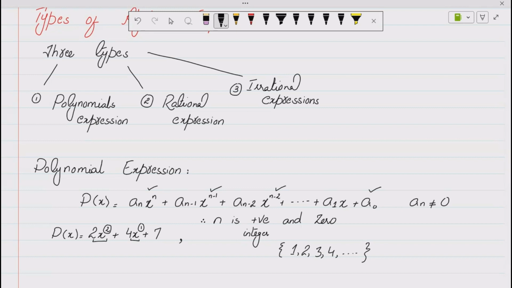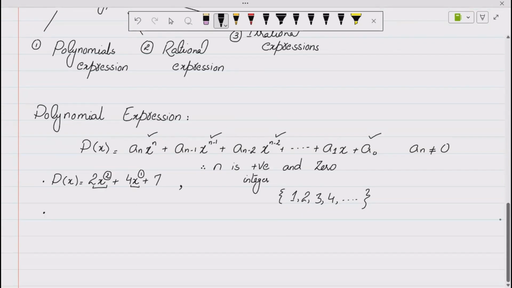A polynomial expression is an expression that can be written as a_n x^n plus and so on till a_0. It is an expression in which there are variables with powers, which we call degree. The degree is reducing, and this degree must be a non-negative integer. You can see in this example that all the powers have integer values. Likewise, I can write another example: p(x) = 2x³ + 4x² + 3. So this is a polynomial expression.